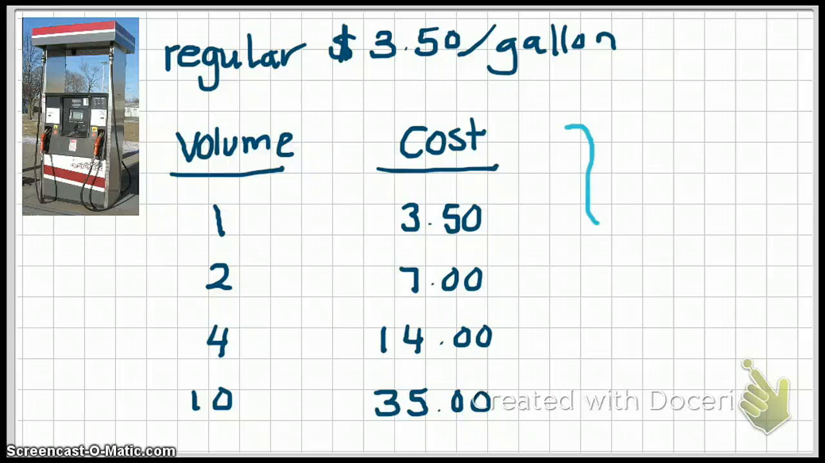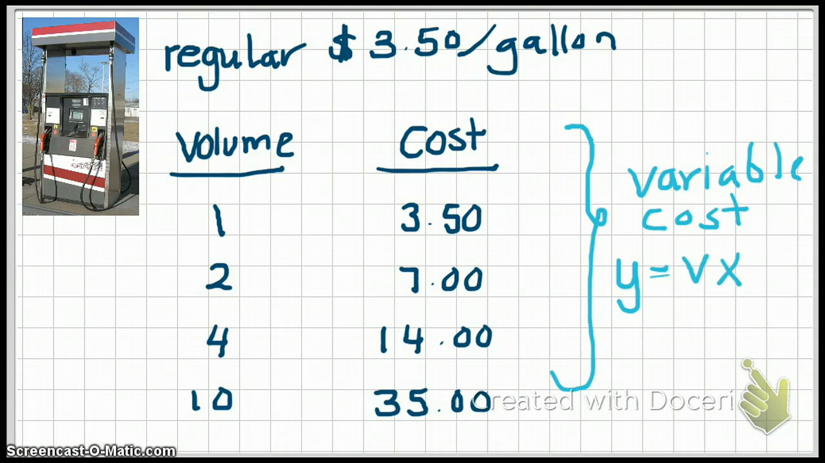We can write a cost equation for our variable cost. We can say y equals Vx, where y is your total cost, V represents your cost per gallon, and x represents your volume. So if you wanted to find your total cost, which is y, at 20 gallons, you would say y equals V, which is $3.50, times x, which is 20. And you would end up with $70. So y would equal $70.